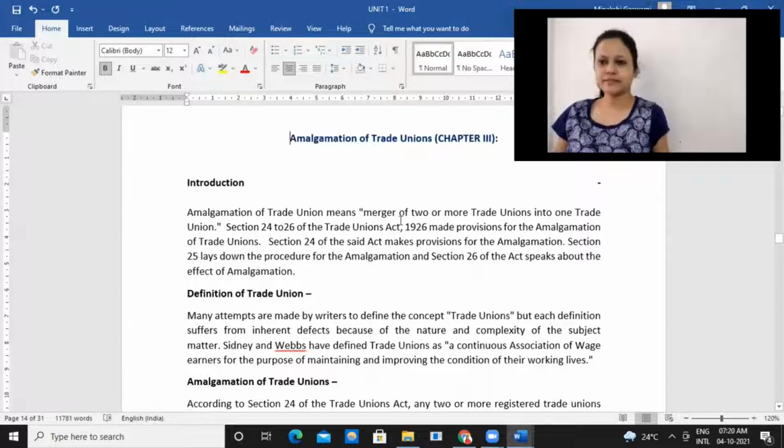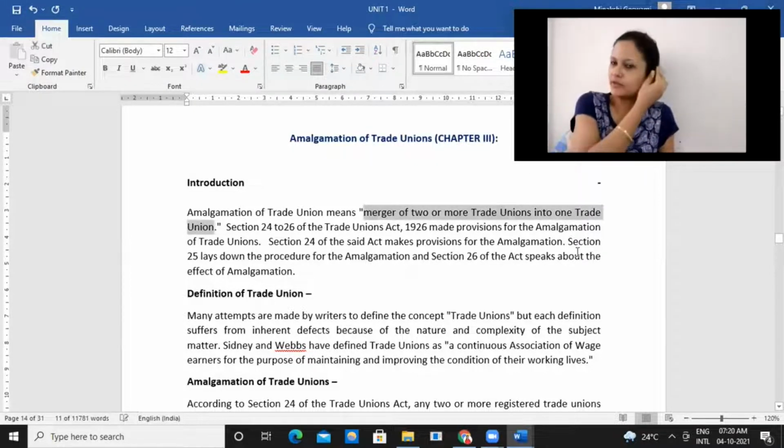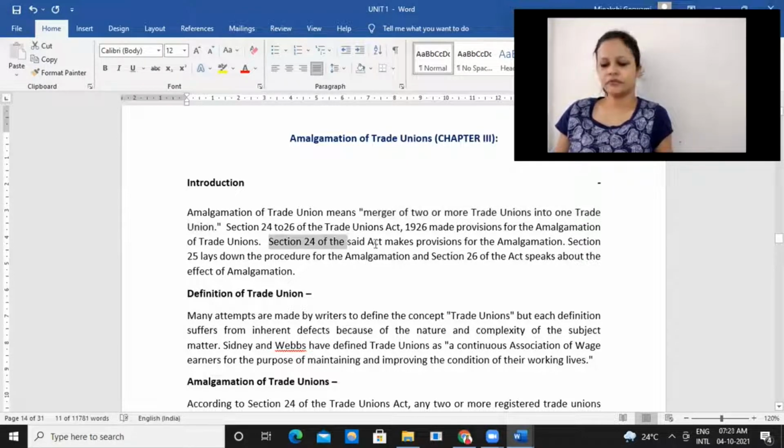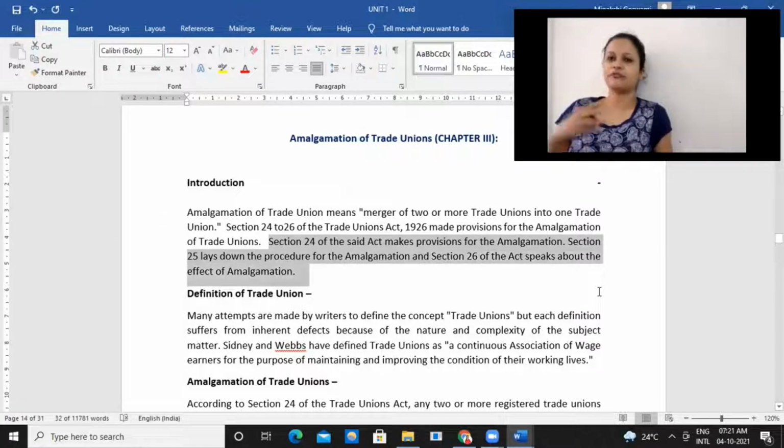Amalgamation of trade union, as we know, basically means merger of 2 or more trade unions into one trade union. So rather than having 2-3 trade unions for the same purpose, let's come together and be one strong union of more members. Sections 24 to 26 of the Trade Unions Act talk about all the detailed provisions, procedure, and formalities that we need to follow for amalgamation of trade unions. Section 24 makes provision for amalgamation. Section 25 lays down the process, and section 26 speaks about the effect of amalgamation.